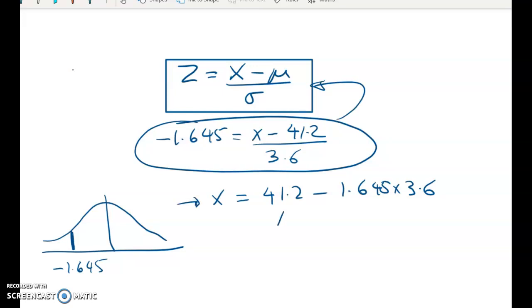So x is equal to mu minus the z value times sigma. And here that gives me, rounded to one decimal place, 35.3 minutes. So that's my answer here. Okay, so that took 6 minutes already on quite a straightforward normal question.